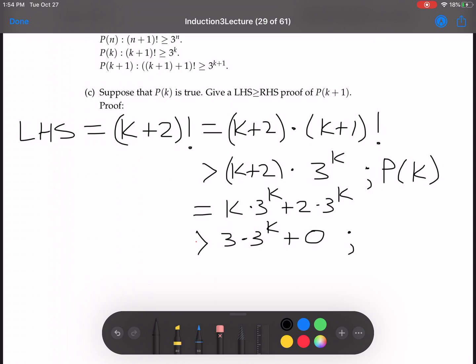The justification would be that k greater than or equal to 4 implies that k times 3 to the k, well, let's just do that. Let's just write it like this. k greater than or equal to 4. That's the right-hand side.